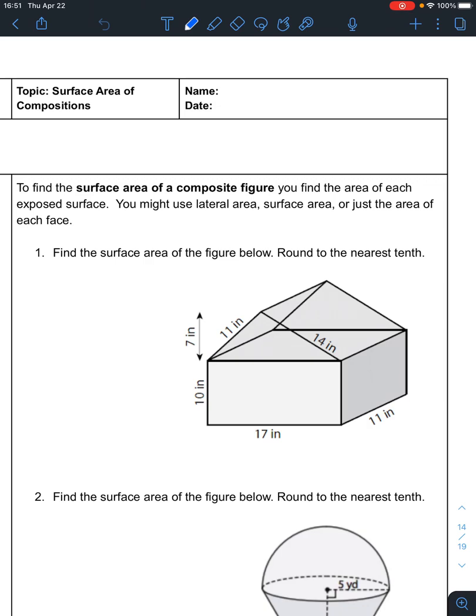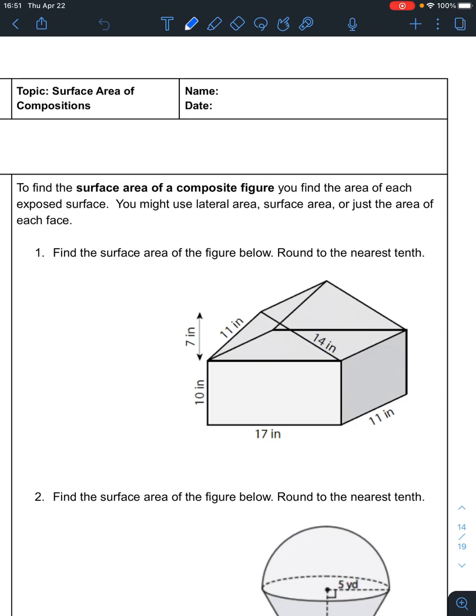And so what you're going to have to do is you might use lateral area, you might use surface area, or you might just use the area of each face because you can break this down into triangles and rectangles if you need to. And so what you might want to do is just break it down into pieces if it's hard for you to realize whether you're using lateral area or surface area. And in particular, that's easy to do when you're talking about these rectangles.